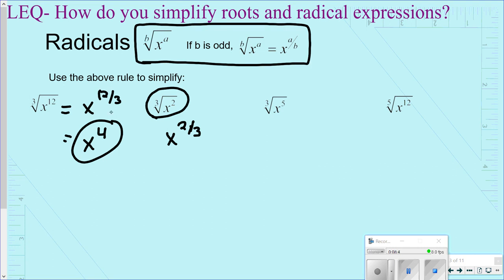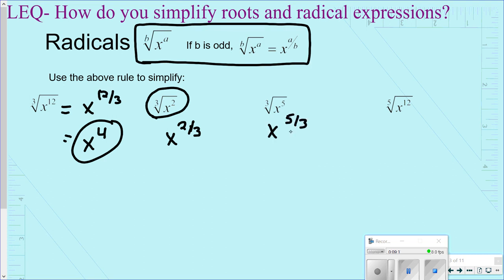So it is important that we follow that rule there. But on this one, because the numerator of the fraction is smaller than the denominator, I'm actually not able to do anything else with that. And so that's why I'm saying it probably is best to just leave it in its radical form. Next one. So I am going to rewrite this as x to the 5/3, right?